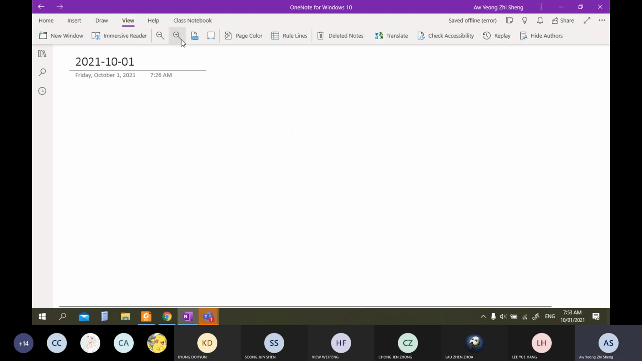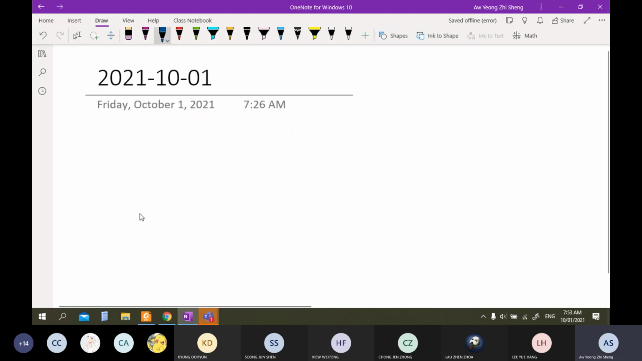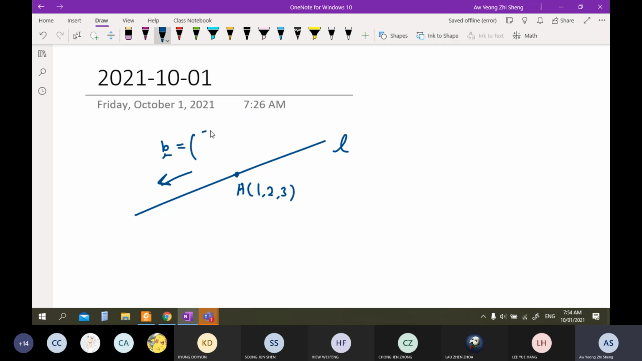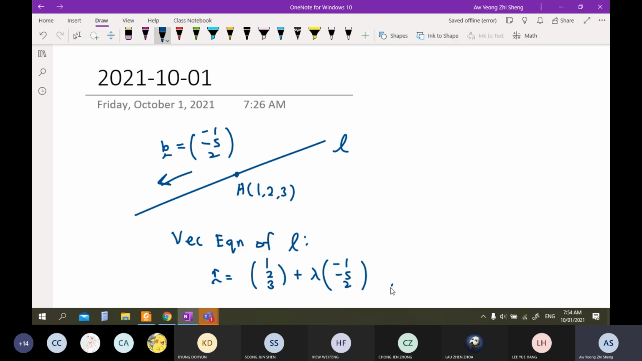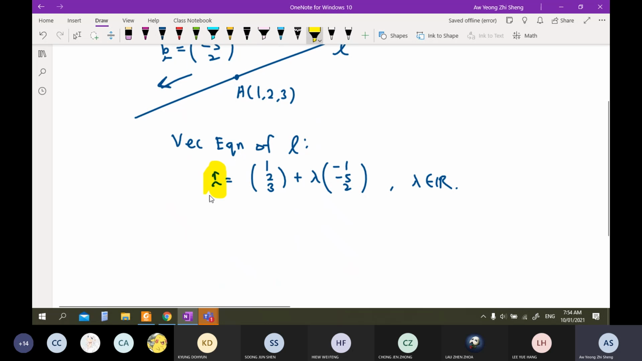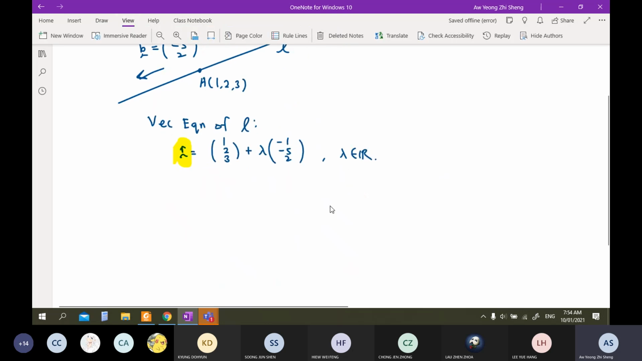Right. So one quick example. If this is line L, this is my point A of (1, 2, 3). My vector b could be pointing this way as long as it's parallel to L. Let's say this is (-1, -5, 2). Then my vector equation of L is r equals (1, 2, 3) plus lambda (-1, -5, 2), lambda in R. Don't forget to write this r here as your left-hand side of the equation.